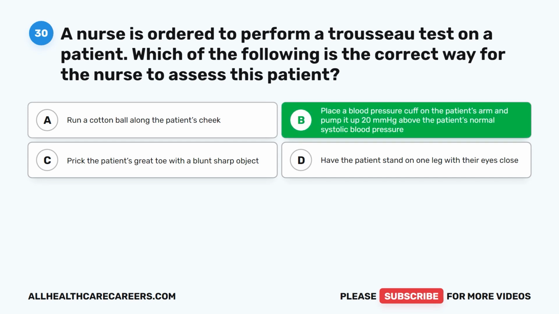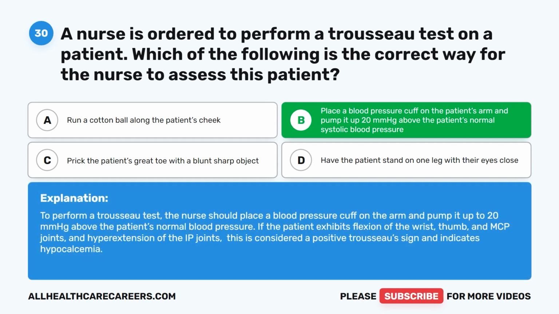Place a blood pressure cuff on the patient's arm and pump it up 20 mmHg above the patient's normal systolic blood pressure. To perform a Trousseau test, the nurse should place a blood pressure cuff on the arm and pump it up to 20 mmHg above the patient's normal blood pressure. If the patient exhibits flexion of the wrist, thumb, and MCP joints, and hyperextension of the IP joints, this is considered a positive Trousseau sign and indicates hypocalcemia.